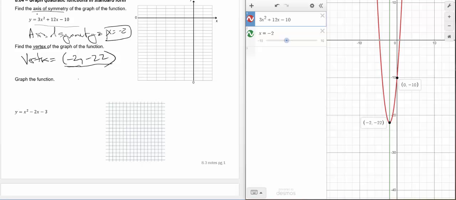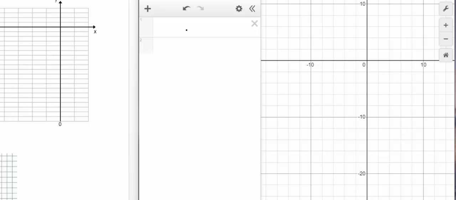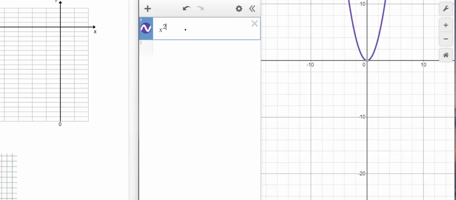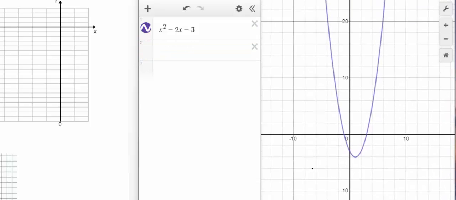Let's try things similar with this function. Let's find the axis of symmetry of this parabola. Let's find the vertex, and then we'll take a look, and then we'll graph that thing. Again, we'll use Desmos to do that. So I'm going to clear these two graphs. And let's plot this one. How about x squared minus 2x minus 3? I'll drag this graph a little bit.